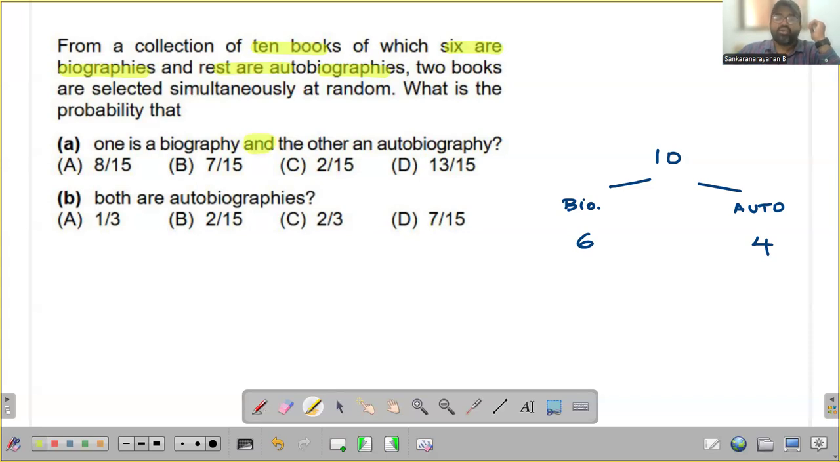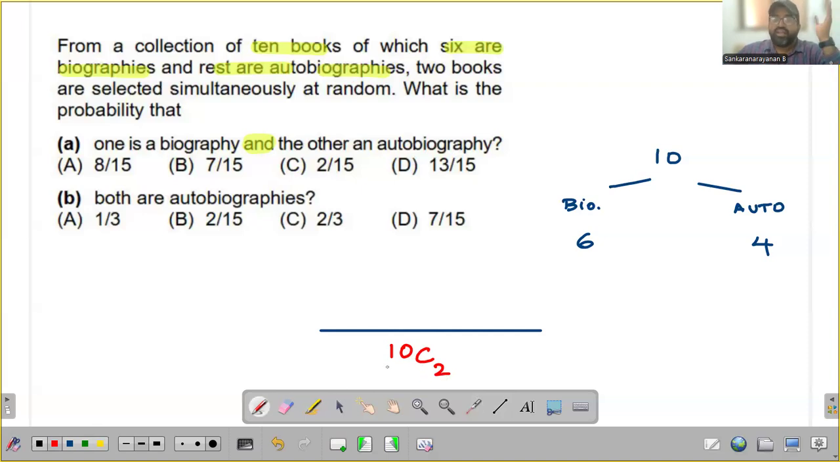So the condition is that 2 books are selected simultaneously. The number of ways you can select 2 books from 10 available, you know what it is? It is 10C2. So the sample space, when you consider, is 10C2. The number of ways of selecting 2 books out of the 10 books available is 10C2.